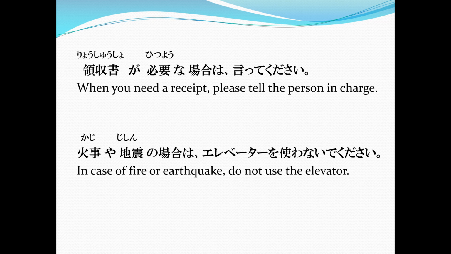So, in case there is a fire or earthquake, you must not use the elevator. Again, kaji ya jishin no bai wa elevator o tsukawanai de kudasai. Do not use the elevator, or in case of fire or earthquake, do not use the elevator. Wakarimashita? Now, let's use the noni.